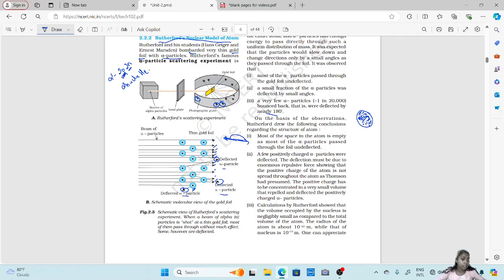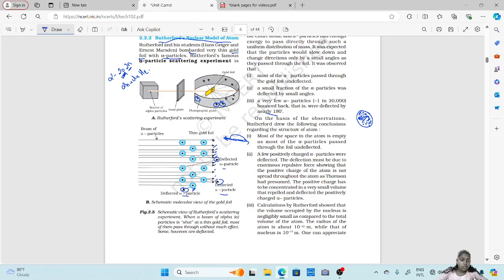Thomson's model said that the positively charged matter is evenly spread throughout the atom. If so, then there should be repulsion, because like charges repel each other and unlike charges attract each other, right? So protons will repulse each other. There should be enormous repulsion between them if it follows Thomson's model. If an atom follows Thomson's model, then all the alpha particles should be deflected, right?